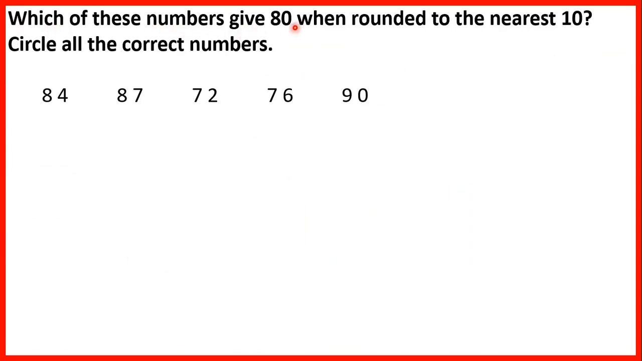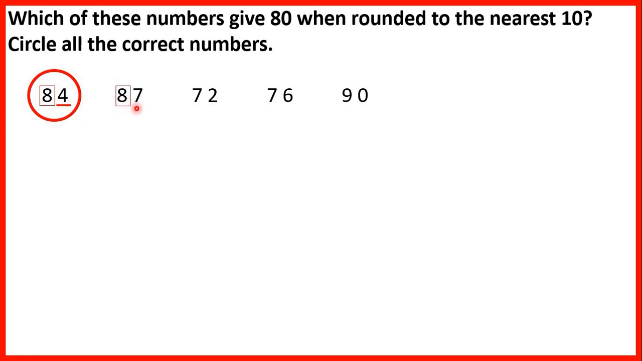Which of these numbers give 80 when rounded to the nearest 10? Circle all the correct numbers. So to round to the nearest 10, we find our tens digit and look at our ones. If it's 4 or less, we round down. And because we have a 4, we're rounding down, so that means that our tens digit stays the same. So 84 gives 80 when rounded to the nearest 10, because the 4 in our ones tells us that we need to round down, and also tells us that 84 is closer to 80 than it is to 90.